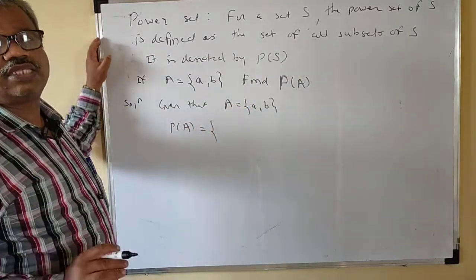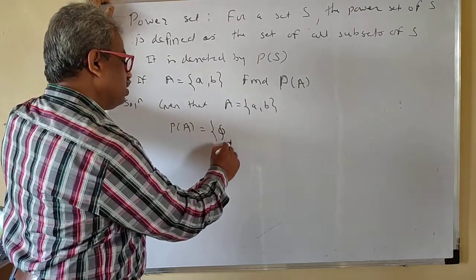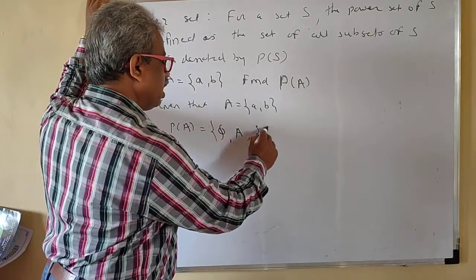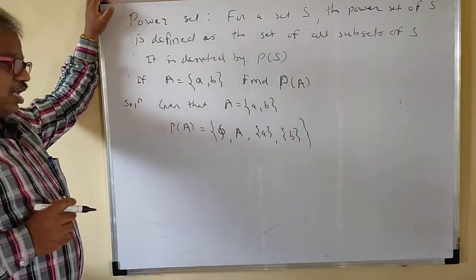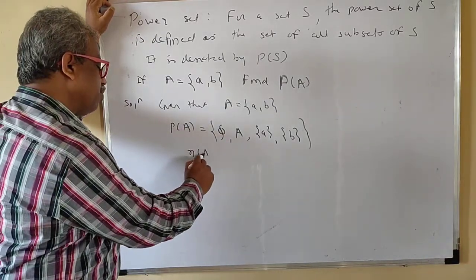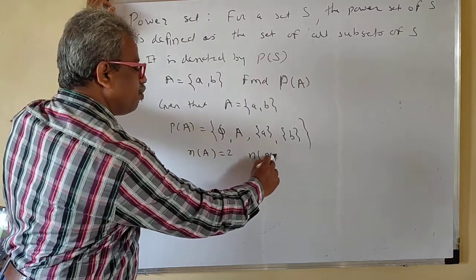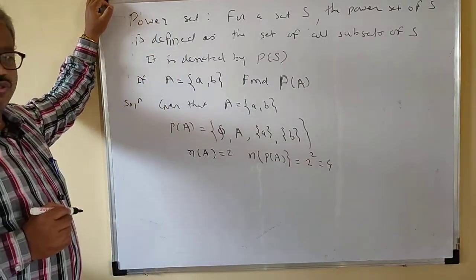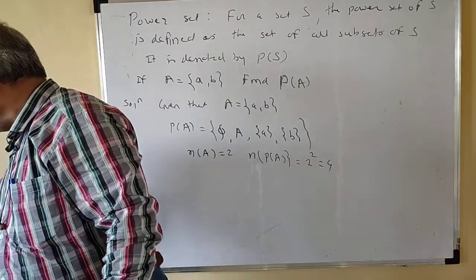So you know that the empty set and A are always subsets of itself, right? So this is a subset, and this is a subset. Now the singleton {a} and the singleton {b}. Only these are the 4 possible subsets of A, right? Now see, this is the power set. So how many elements are in A here? The number of elements in A is 2. So how many elements are in the power set of A? There are 4 elements. That is 2 squared is 4.